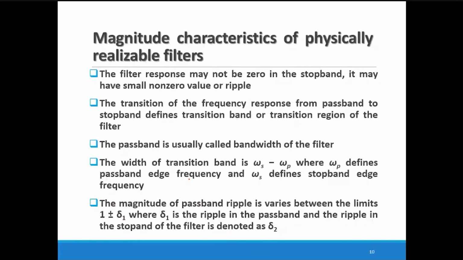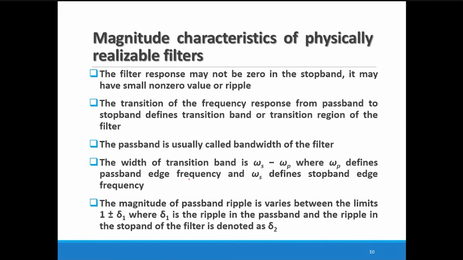The width of the transition band is omega s minus omega p, where omega p defines the pass band edge frequency and omega s defines the stop band edge frequency. The magnitude of the pass band ripples varies between limits, because the pass band ripples have the value delta 1 and our constant value is 1. So you are moving with either plus delta 1 or minus delta 1. The variation will be 1 plus or minus delta 1, where delta 1 is the ripple in the pass band, and the ripple in the stop band of the filter is denoted as delta 2.